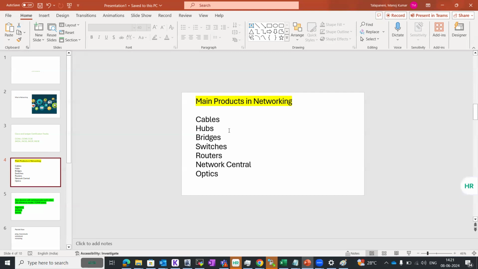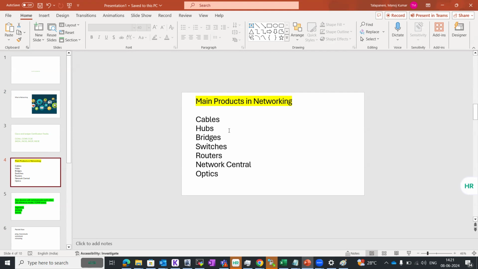What is known as a hub? A hub is nothing but a small switch. Long days back, we used hubs where multiple devices could connect to the hub, but only one device could communicate at a time. If two devices communicated at the same time, there would be a collision, and no data transfer would happen.